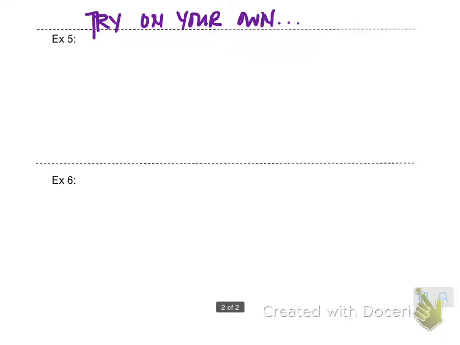So for the try-on-your-own, they're example 5 and 6. We're going to start with 2x squared as our quantity raised to the power of 3. So make sure that you are expanding the outside exponent first, and then working to the inside exponent, grouping our coefficients and variables, and then simplifying using exponential form.